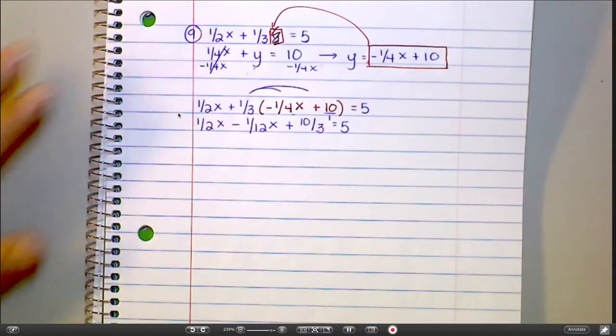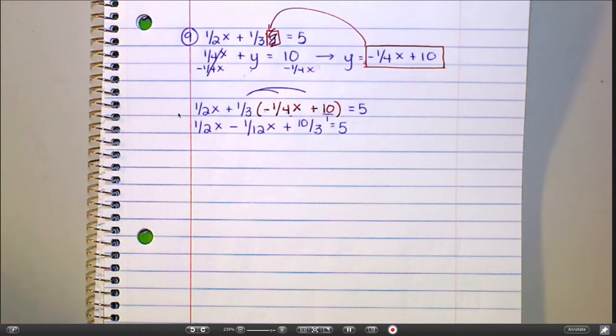And now is when I would get rid of these fractions. Okay, now that I've got it in one big equation, I've got everything to simplify as far as I can go. Anyone remember from chapter 1 how to get rid of those? Yeah, you're going to find a common denominator. Okay, and do what with it? You're going to times it by the common denominator. I'm going to multiply everything in the equation by that common denominator.